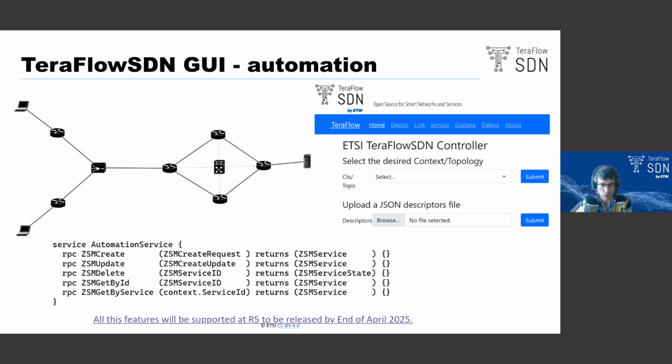So this is how, for example, the ZSM automation service looks like, what we can do. This is the same service, and all these features are supported in release 5, which was released in April this year.